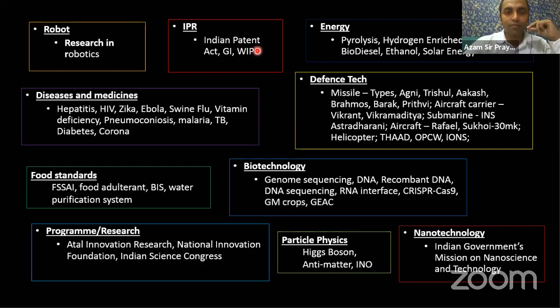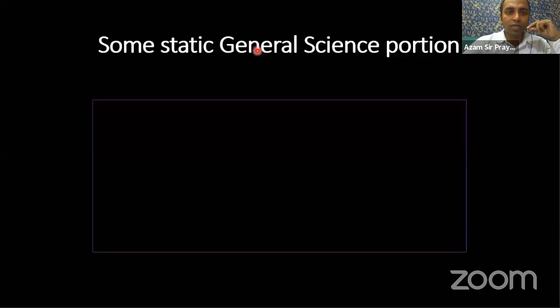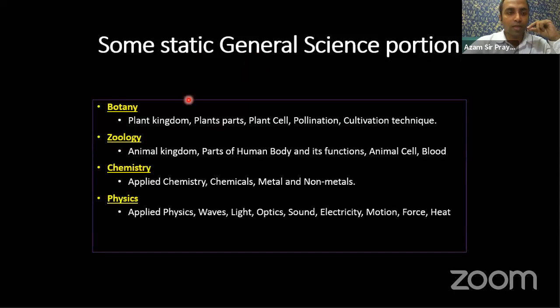international level. There are some static, so these were some general dynamic concepts, which are specially focused on the current affairs aspect, but there are some general science portions as well. That is botany, zoology, chemistry, and physics.